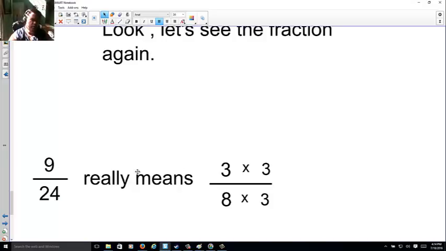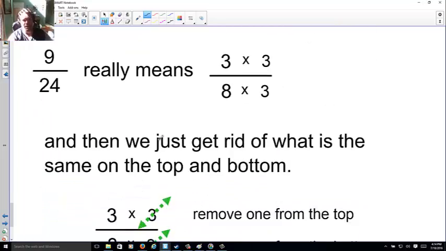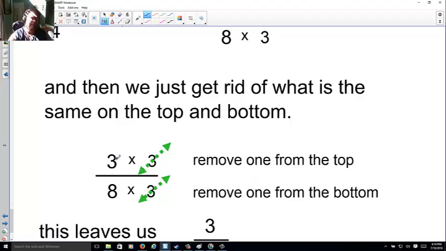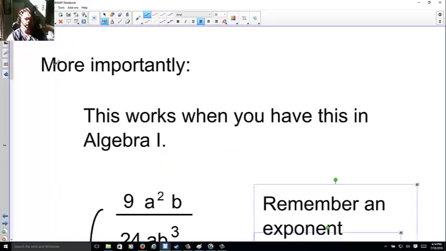9 over 24 really could be written as 3 times 3, because if you remember from a previous video, 3 squared equals 3 times 3, which equals 9. And 24 could be 8 times 3. Now what we do is we just get rid of what is the same on the top and bottom. So I have 3 over 8 and 3 over 3. I'll eliminate a 3 on top and 3 on the bottom, leaving me the same 3/8. So basically dividing by 3.